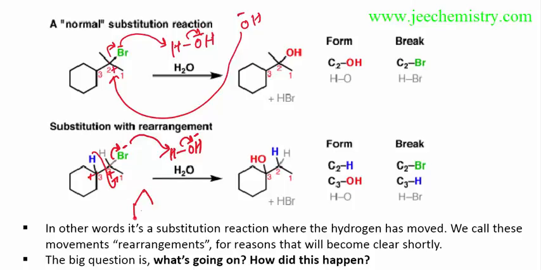After this, the structure will be like this. Here is the hydrogen, here is the carbocation. Now OH minus will attack this position, and the OH will come to this position. Now the final structure will be like this. This blue hydrogen was initially in this position, but after the rearrangement it goes to this position. In this way the rearrangement occurs.